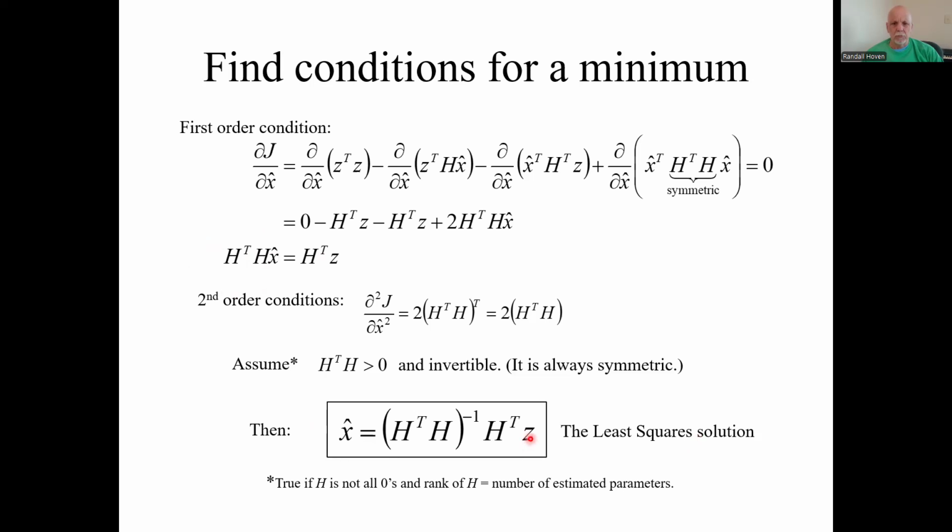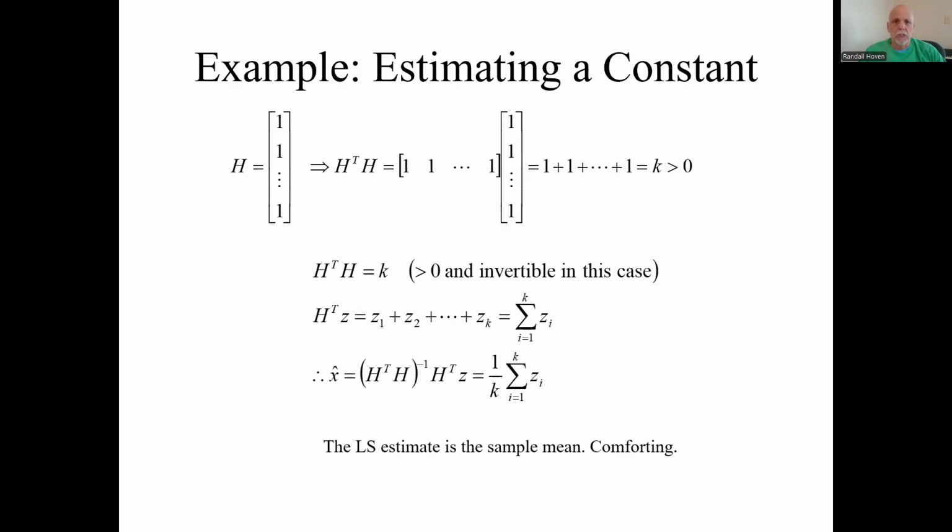Given a bunch of measurements in that H, we found our estimate of X. This is basically going to be true if the H is not all zeros and the rank of H is greater than the number of things we're trying to estimate. I didn't emphasize the second order conditions when I taught this course. I usually said it was okay to assume they're satisfied. We'll talk about that in a minute.